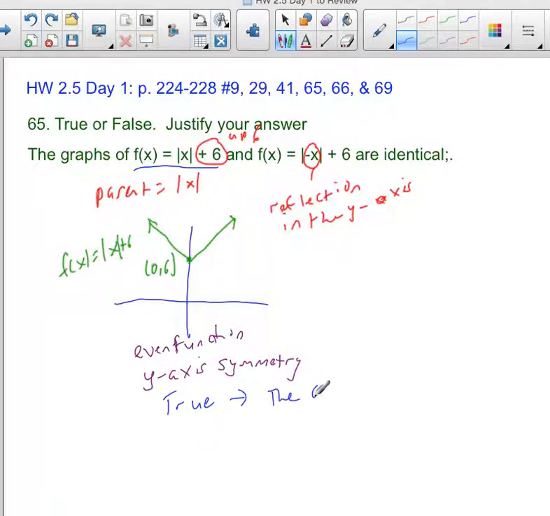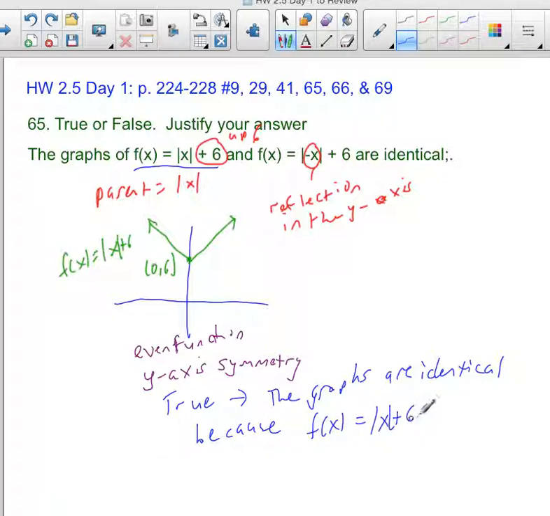The graphs are identical because f of x equals the absolute value of x plus 6 is even, and when we reflect it in the y-axis, we get the same graph.